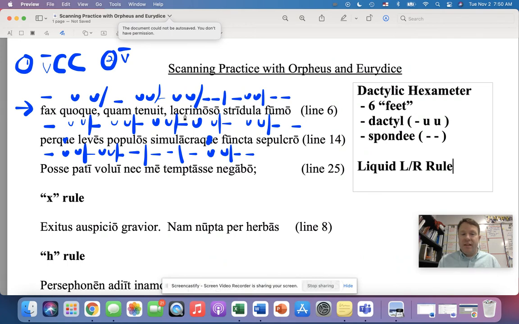So this C and R is a consonant cluster, but one of them is an R. One of them could be an L. It could be RL, could be LR, could be two R's, two L's, doesn't matter. If it involves any L or R, we actually have a choice. Now here, we need it to be short. We need that syllable to be short because when we scan it, we get the long syllable here, we get the short syllable there, and it's got to be short. So that liquid L or R rule means that the syllable before it could be long or short, and it doesn't matter, okay?